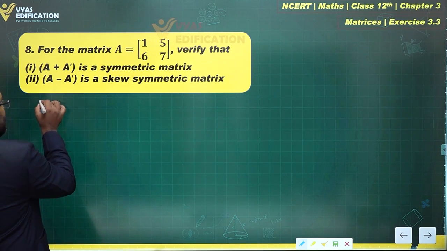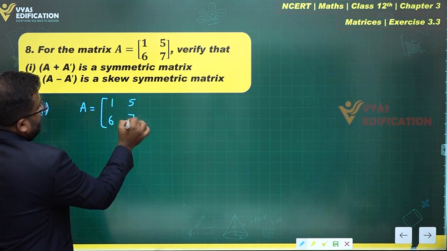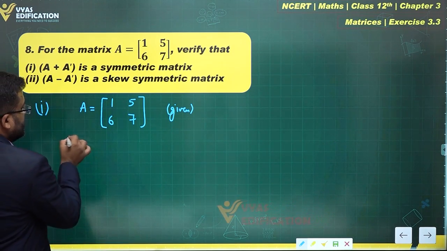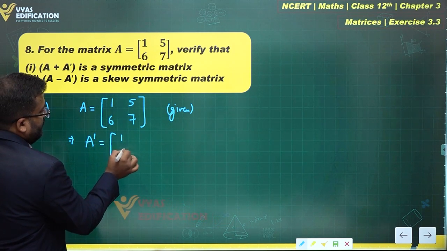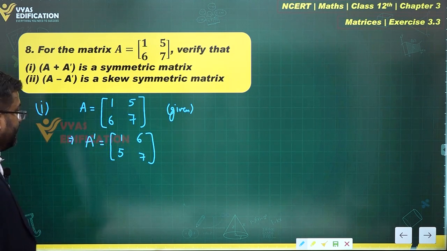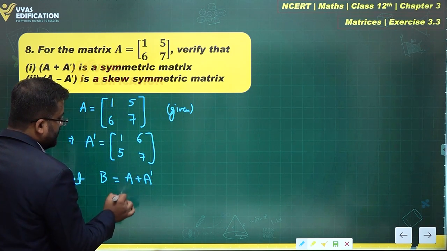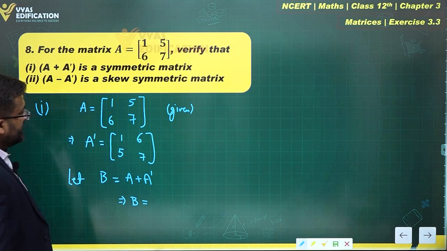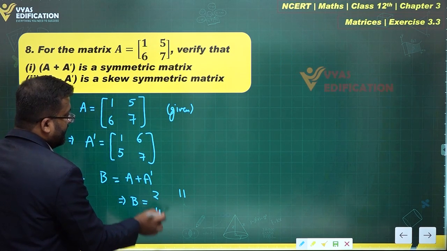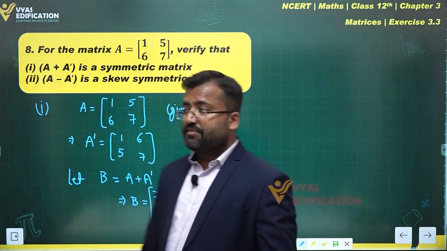So I'm focusing on the first part. A equals 1, 5, 6, 7. This is already given. On the basis of this, I can easily find A prime, which is 1, 6, 5, 7. And I can add them together. So let B be equal to A plus A prime. The matrix B would be the sum of these two. 1 plus 1 is 2. 5 plus 6 is 11. 6 plus 5 is 11. 7 plus 7 is 14. And this is what I obtained. This is matrix B.